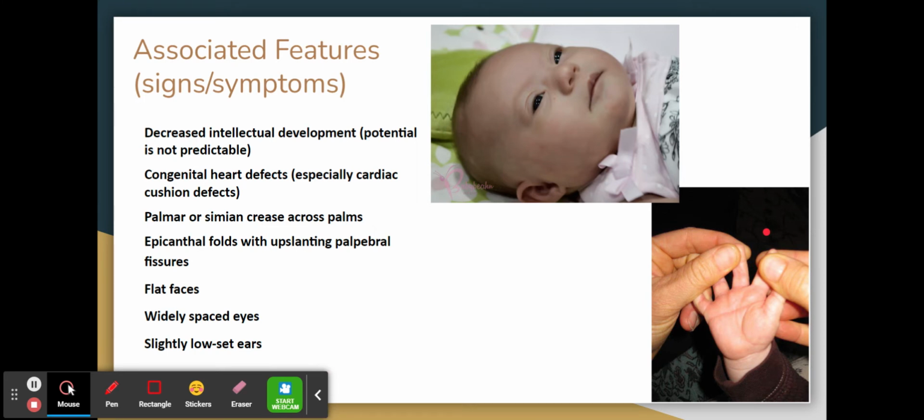So, some of the classic features, let me see if I can do my pointer without skipping to the next slide. So, we have baby here. She is so stinking cute, but she does have some classic features. I'm going to point your attention to the flatter face and the upslanting of the palpebral fissures. Palpebral fissures are the openings to the eye.